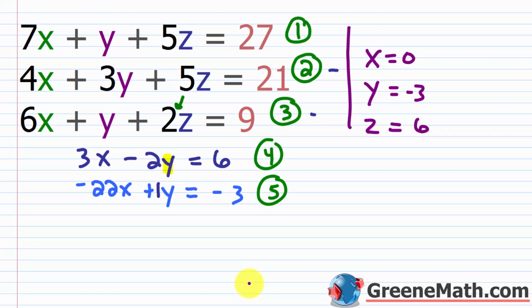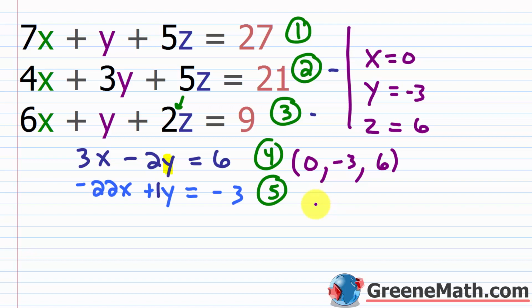So I would write my solution again as an ordered triple. So I would say it's the x value, which is 0, comma, the y value, which is negative 3, comma, the z value, which is 6. Now, I'll let you check this on your own. I've already checked it. I know it works.